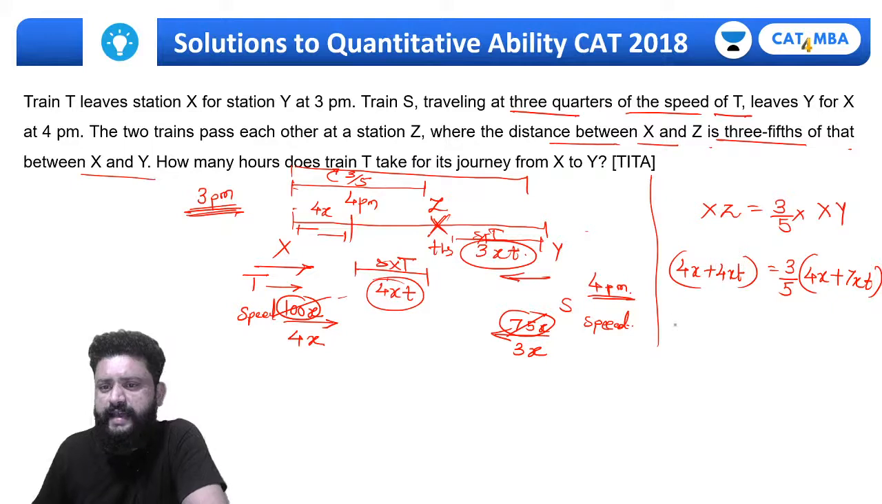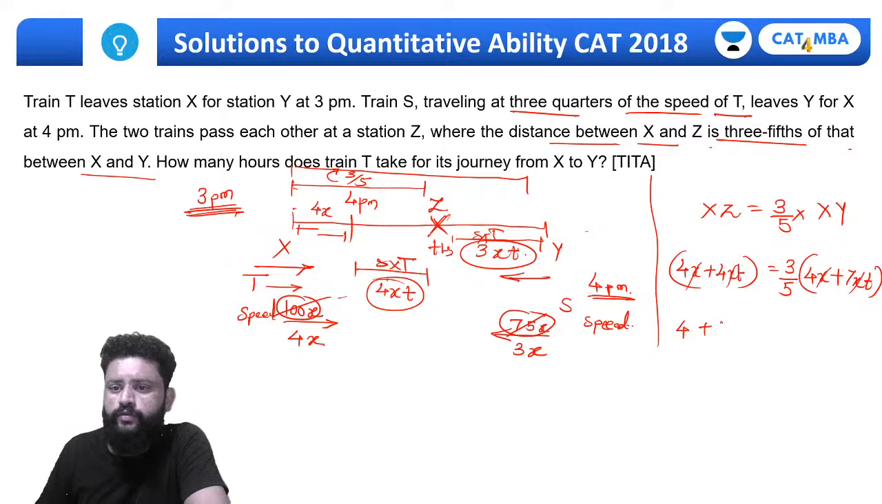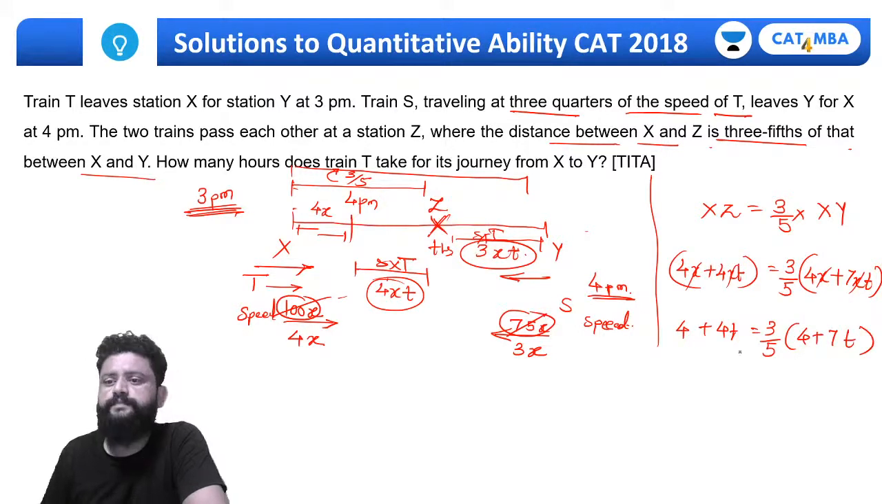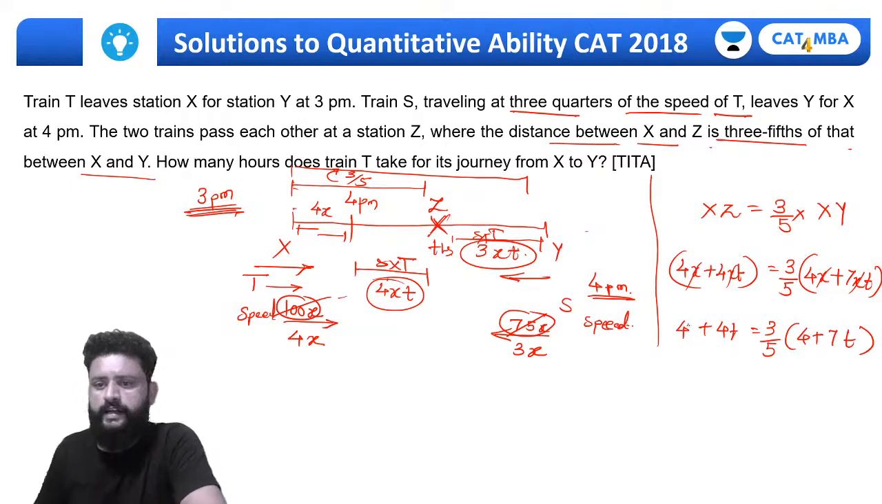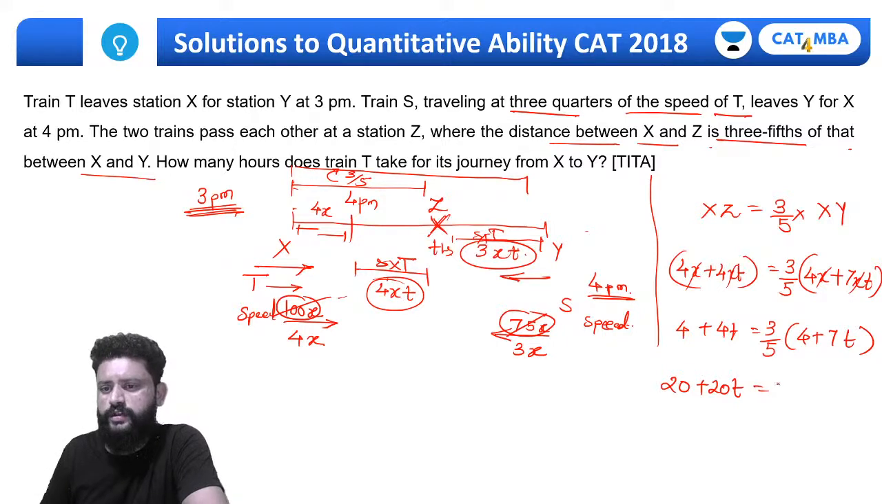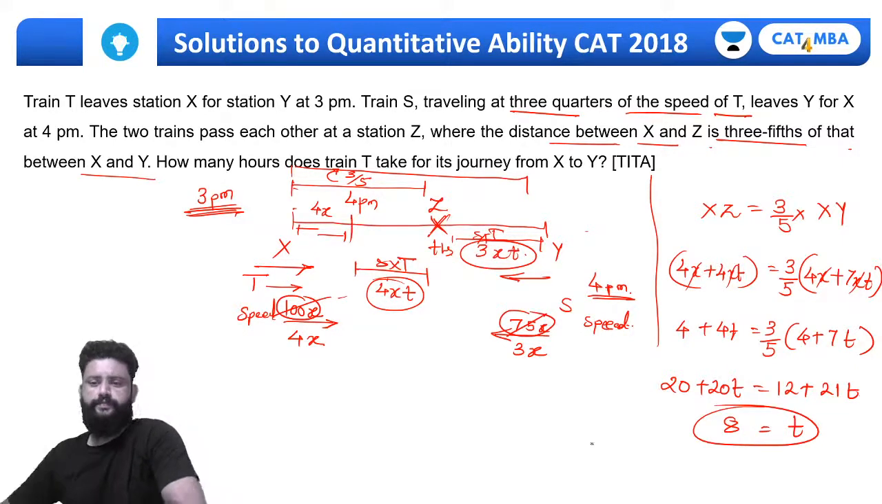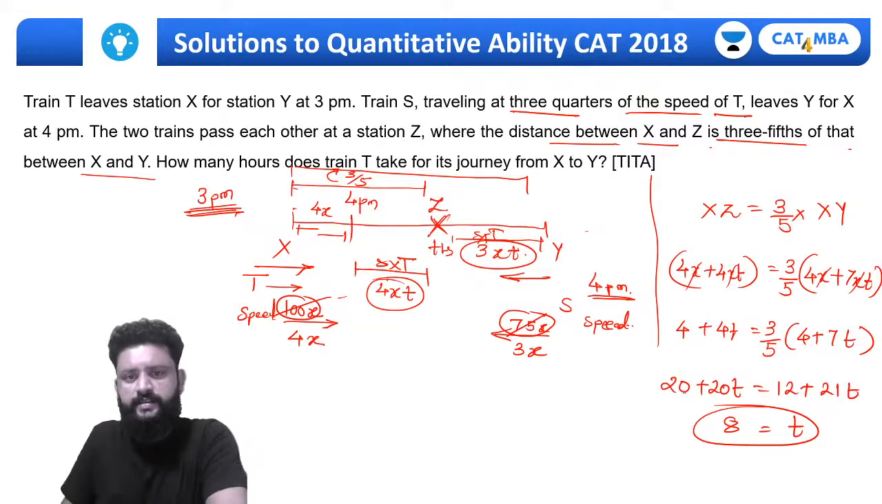So x cancel हो जाएगा, x gets cancelled from every term. So simply I'll get 4 plus 4t is equal to 3/5 of 4 plus 7t. राइट, 5 से मल्टीप्लाई करते हैं, 20 plus 20t is equal to 3 4s are 12 plus 21t. I can get t is equal to, first thing I got is t as 8.